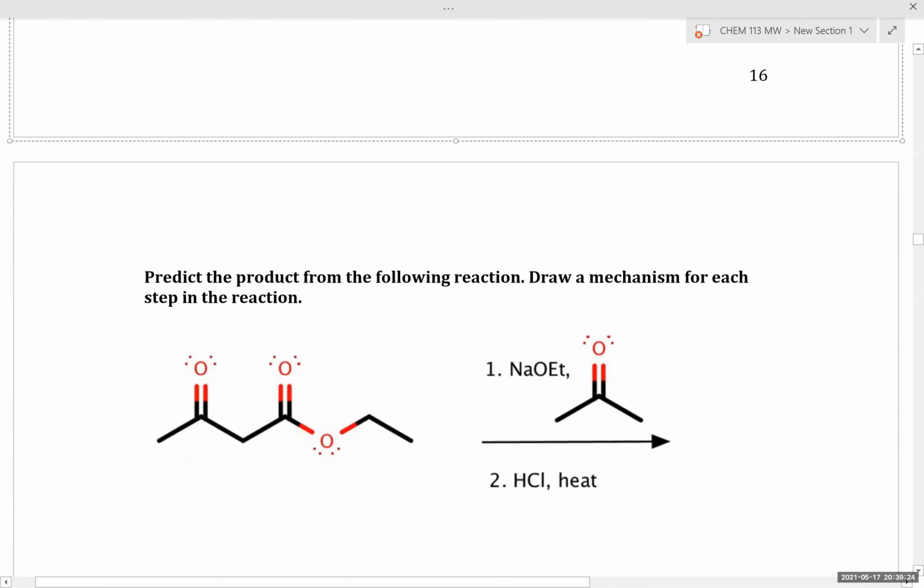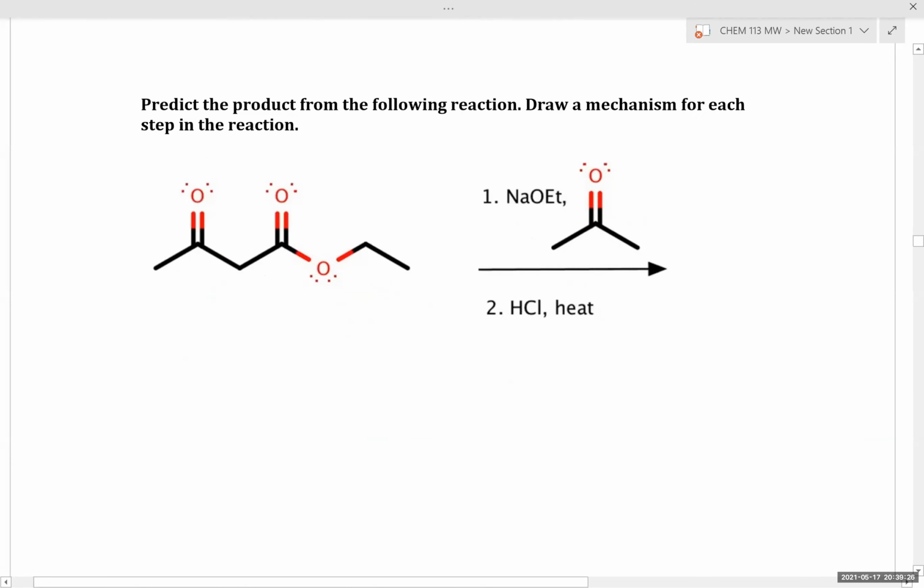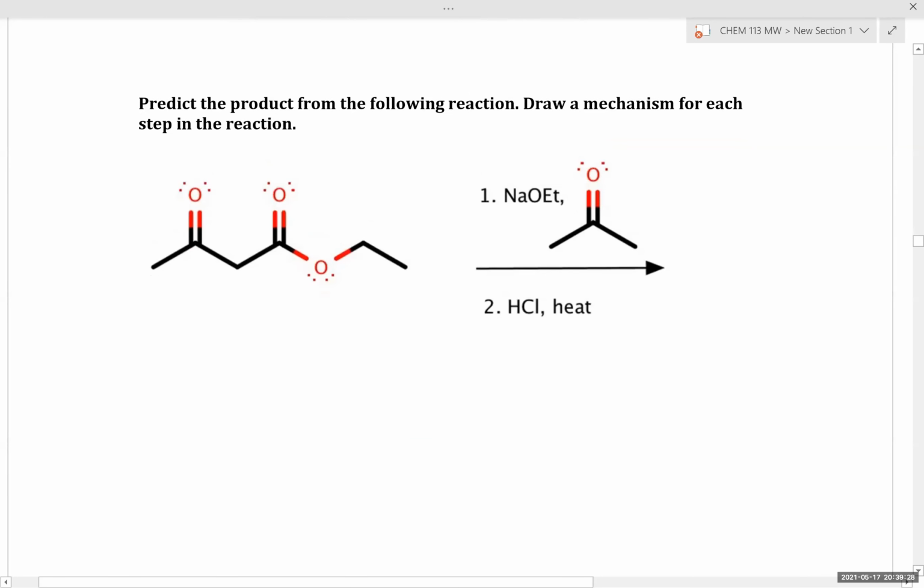Okay, so let's keep going now and let's try to predict the product from the following reaction and then draw a mechanism for each step in the reaction. So this time we're taking ethyl acetoacetate and we're treating it with sodium ethoxide followed by acetone. And what is the trick that we're using in this case?